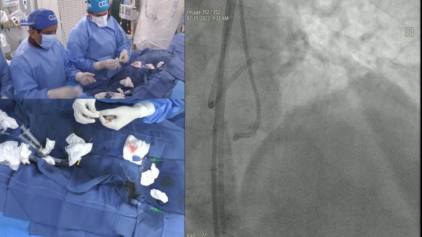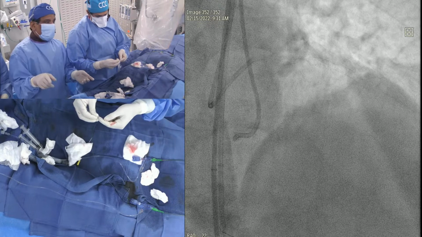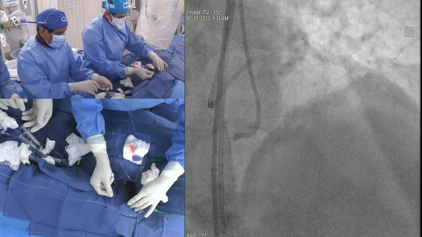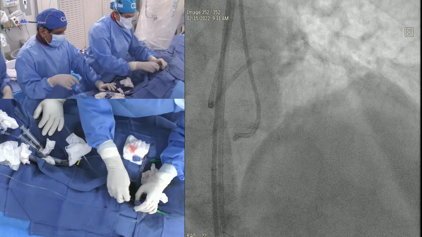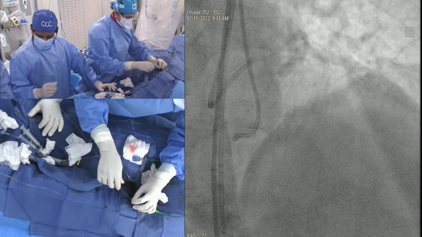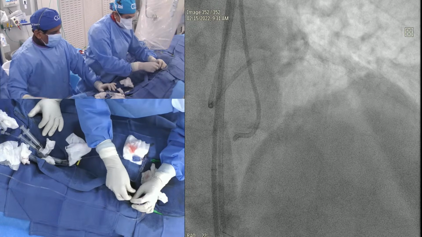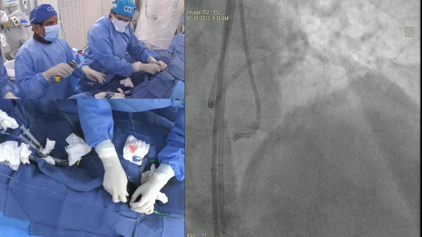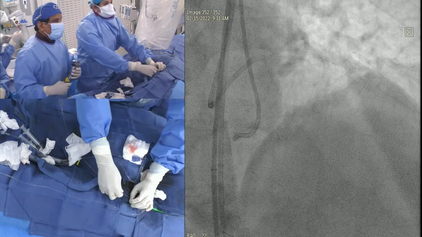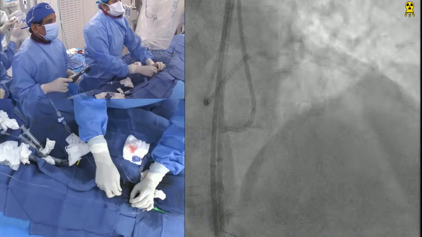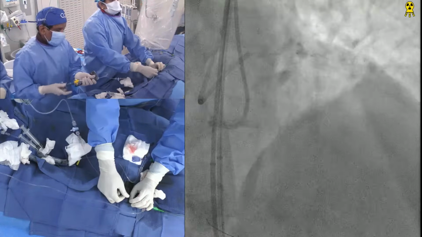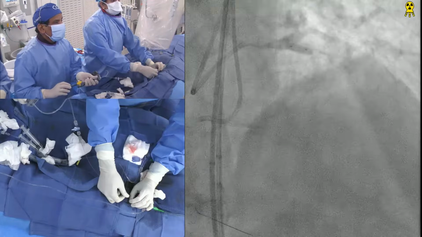Anytime you have trouble, another way could be you put a wire into the LAD diagonal, put a balloon anchor, and then try the second balloon. So that's another way. But let's dilate this first. Time to bring it to the end closure for the second part. Okay, going up. We need to go a little further. No. That's what it is.